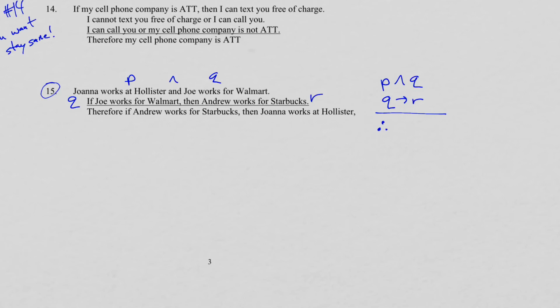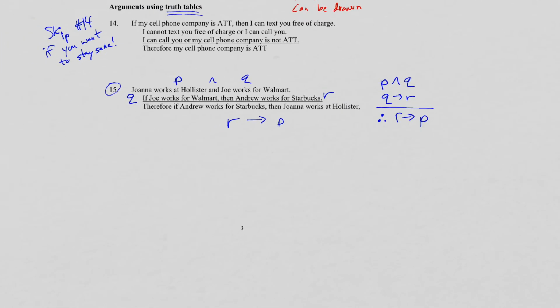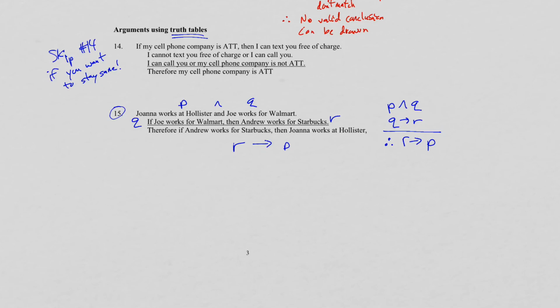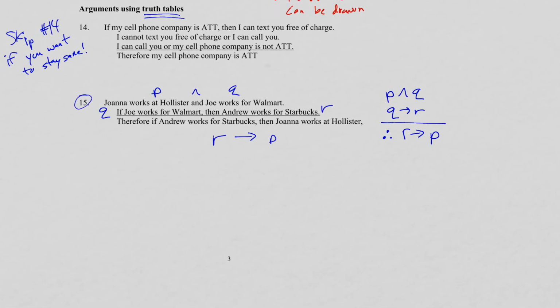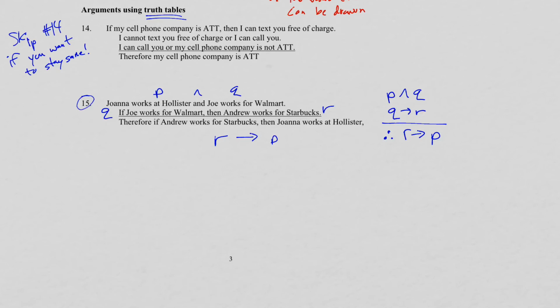if Andrew works for Starbucks, so the conclusion is an if-then. Andrew works for Starbucks is R. Joanna works at Hollister is P. Okay, and so we can't look at the 5 arguments because we don't have this one at all. But we can do a truth table. Okay, so using a truth table, we're gonna see if this is valid. Okay, and if it's valid, that means that the final answer is all truths, which means that's called a tautology.